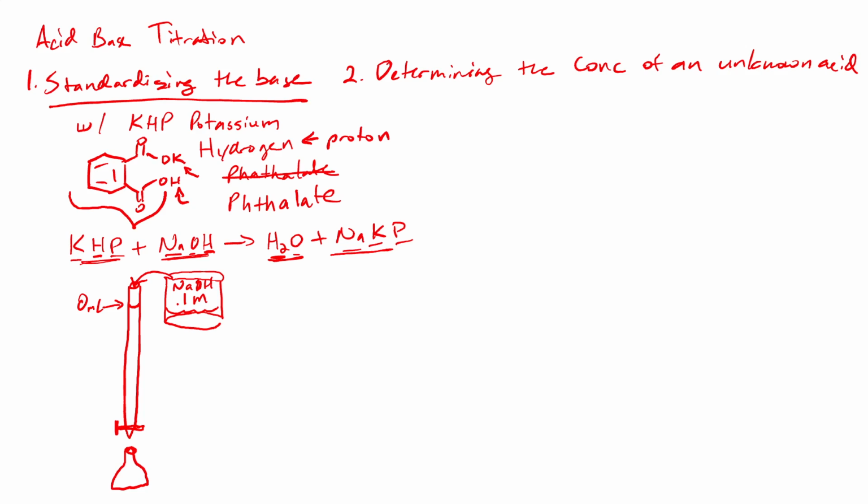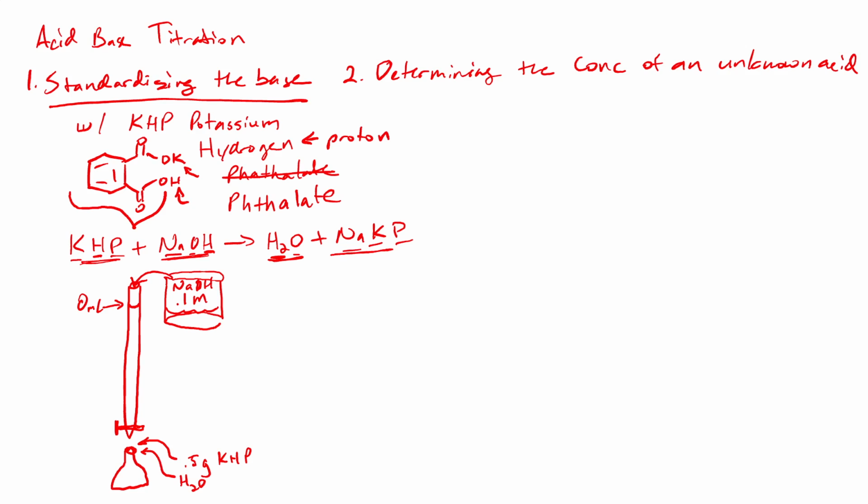Then at the bottom here, you'll add in some KHP, and we'll say something like 0.5 grams of KHP. You put that in there, and you'll also add in some water. It doesn't matter how much water you put in there because all you really care about is the number of moles of KHP, and you can figure that out since you have grams of KHP and its molecular weight. You don't need the volume of the water.